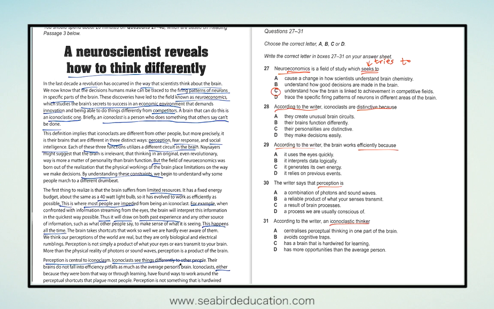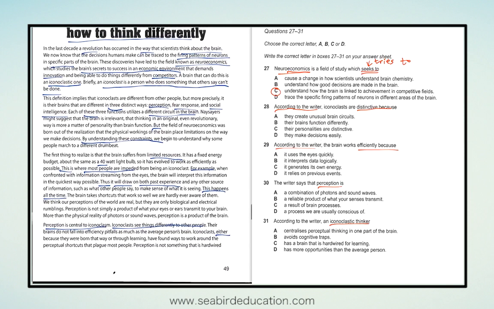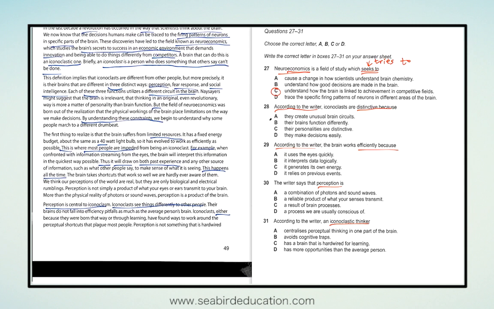See things differently to other people. They don't fall into the efficiency pitfalls such as the average person's brain does, either because they are born that way, through learning, or found out a way to work it out. Their brains function differently, they create unusual circuits. Unusual brain circuits, does it say that? Different brain circuit. Okay, no. Go with that one. I think that's trying to trick you.